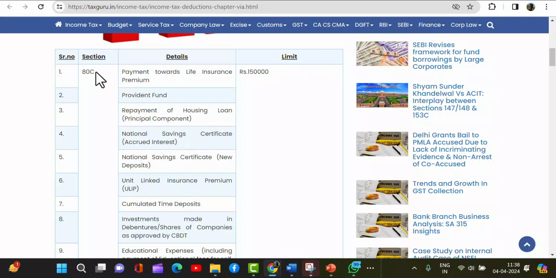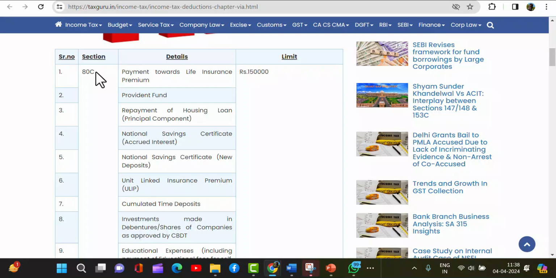Sir, in provident fund, will only our contribution be eligible, or the contribution of the employer as well? No, only your own contribution, not the employer's contribution, because that employer contribution is your income. Only your own 12% employee contribution is eligible for this, and not the employer's contribution.